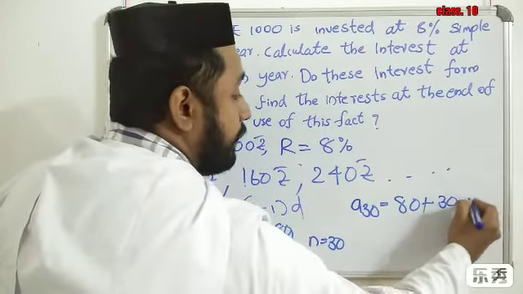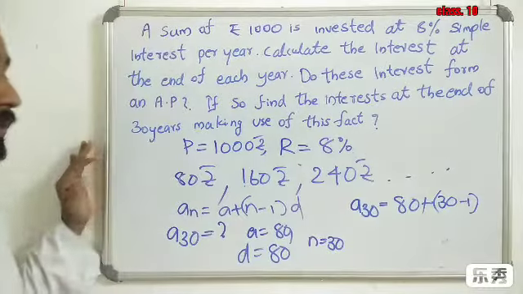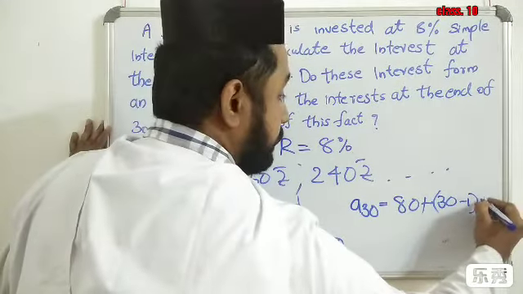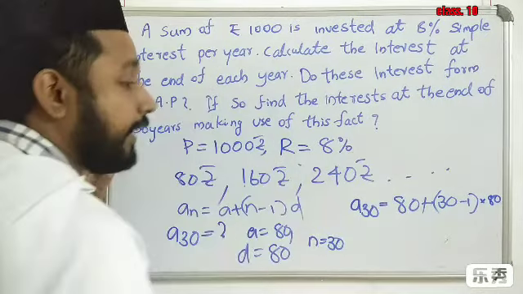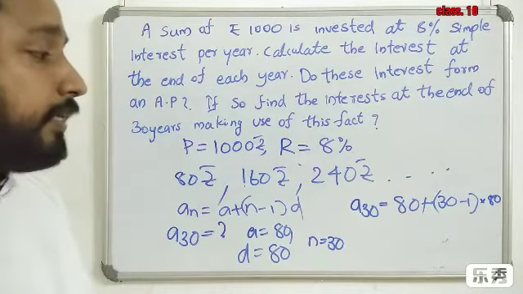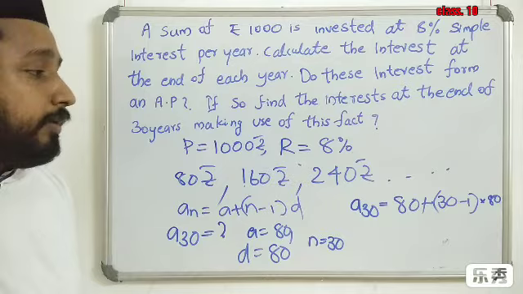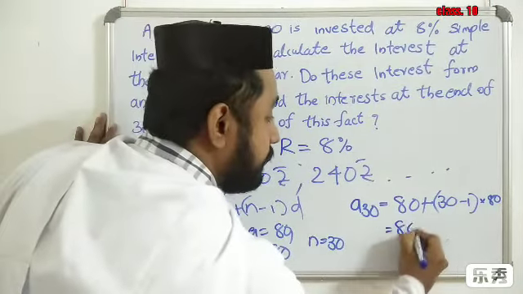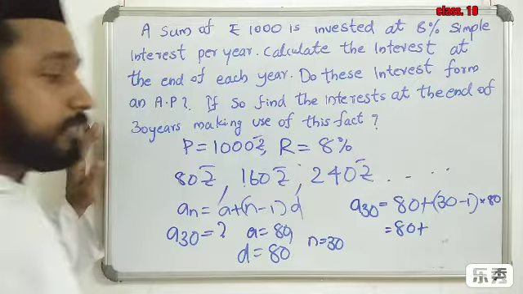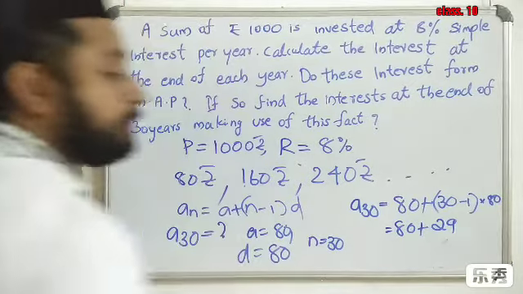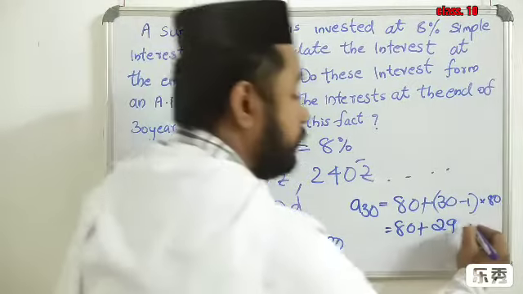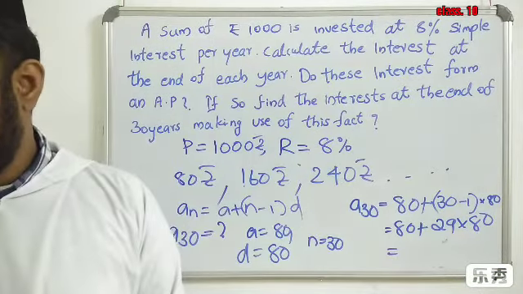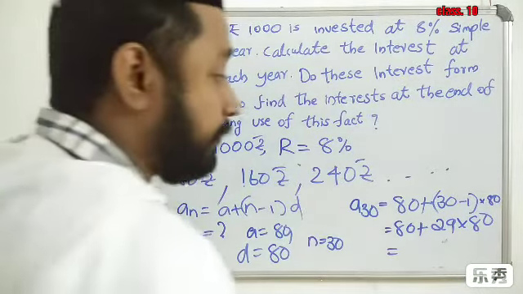So 30 minus 1. N minus 1 means 30 minus 1 into D. D is 80. So we got A30 is equal to 80 plus 30 minus 1 into 80. So A30 is equal to 80 plus 30 minus 1, which is 29. We got 30 minus 1 is 29 into 80. What about 29 into 80? So 80 plus 29 into 80.